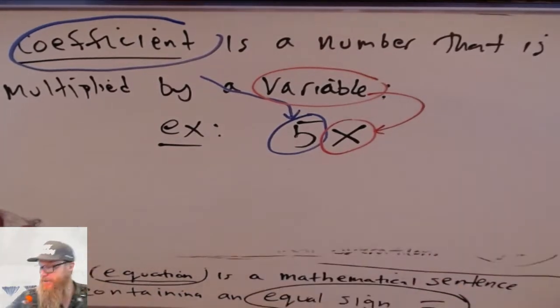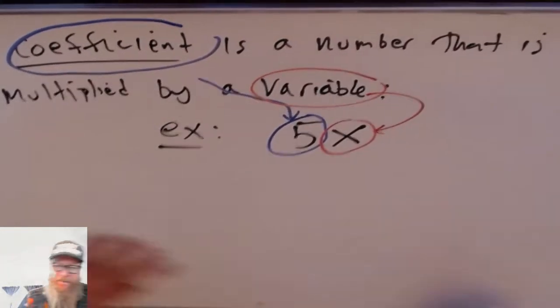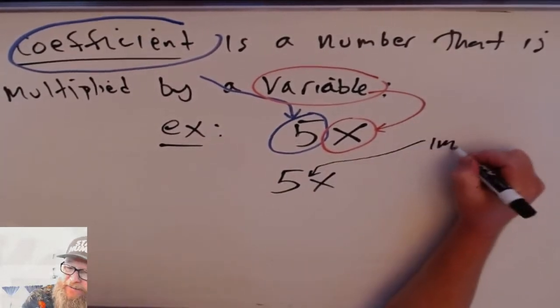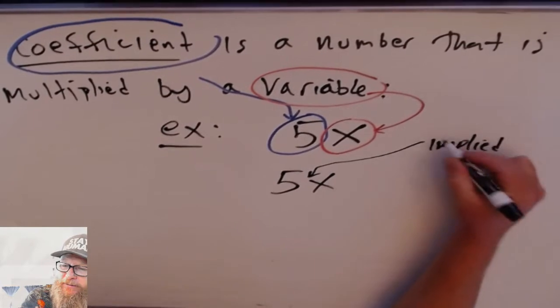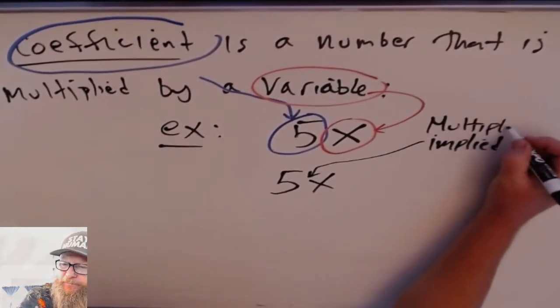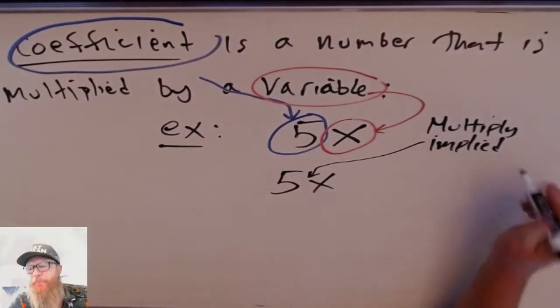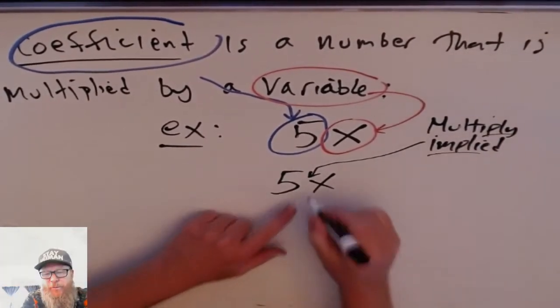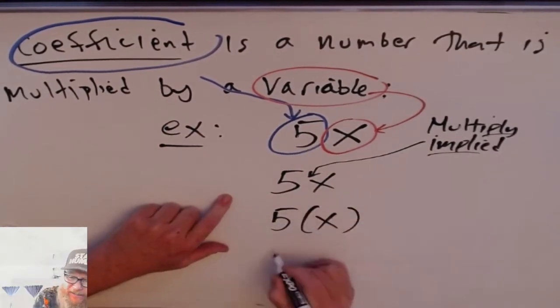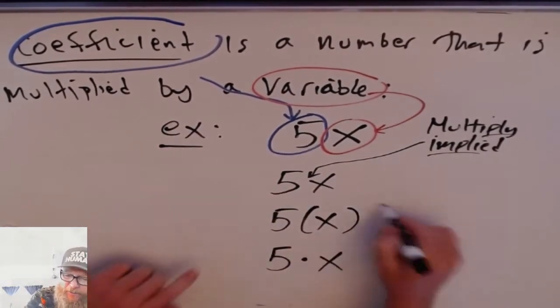Now, this is what I was mentioning earlier. When we say 5x, it is implied that this is multiplication. So multiply is implied. In other words, it's not necessary to put parentheses. It's not necessary to put a dot.